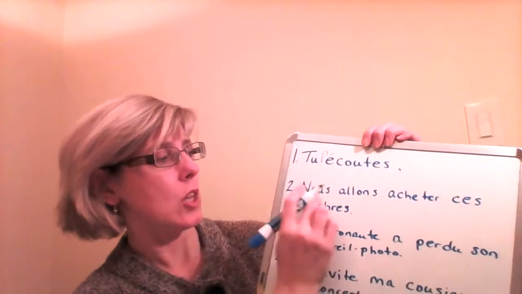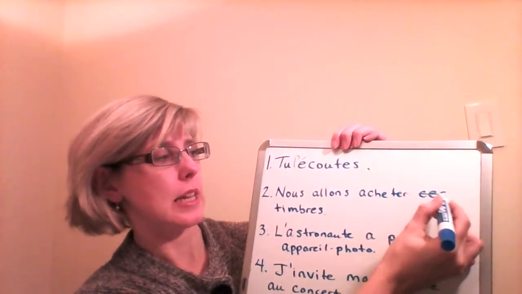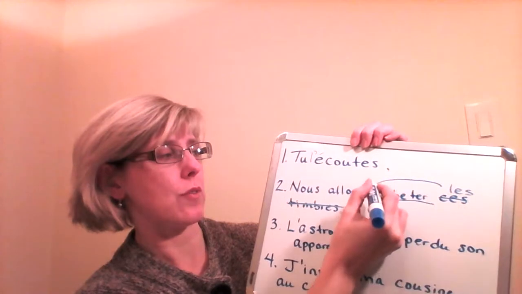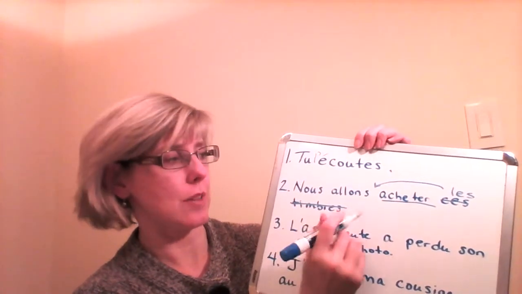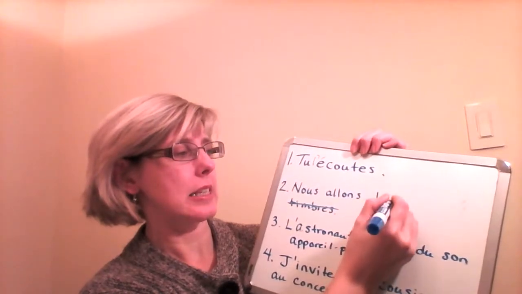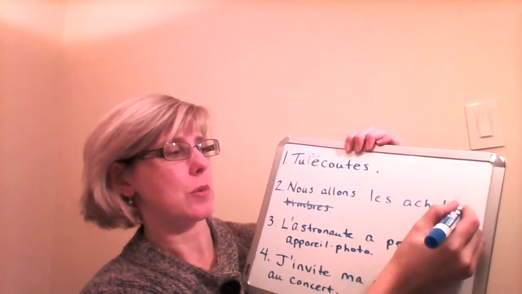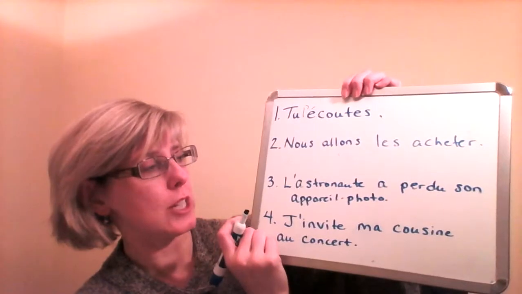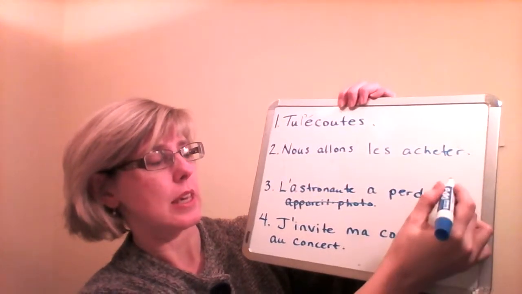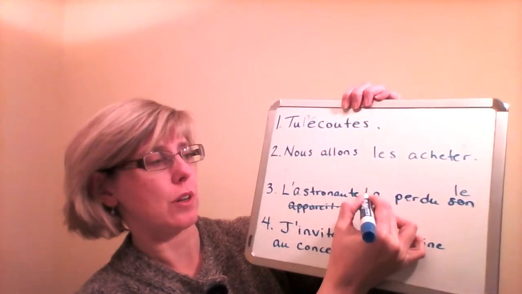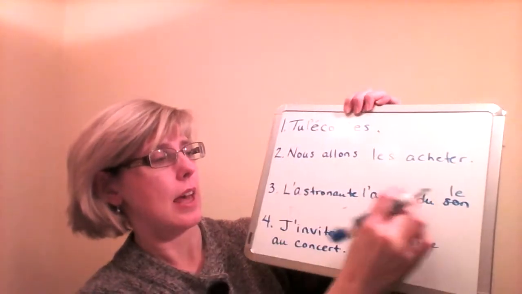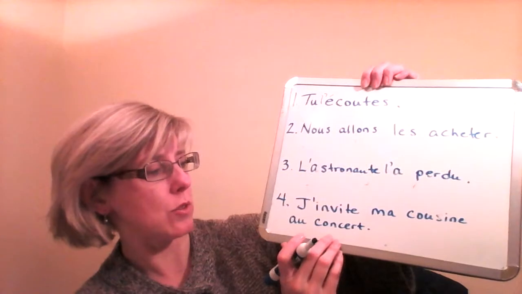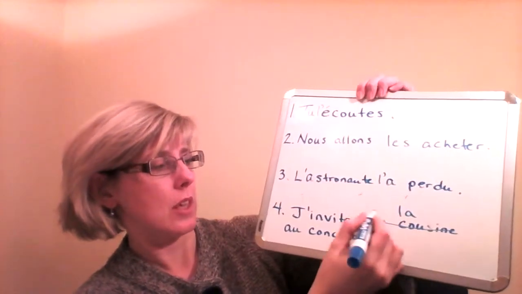Okay, so that's a new sentence. Tu l'écoutes. Nous allons acheter ces timbres. So ces timbres replaced with les. Here's an infinitive, so it goes before the infinitive. Nous allons les acheter. And I want to be sure to get rid of the direct object. L'astronaute a perdu son appareil photo. Dommage. So son appareil photo is le, and I put it before the helping verb. Voilà. L'astronaute l'a perdu. Et finalement, j'invite ma cousine au concert. This is la, goes before the verb.